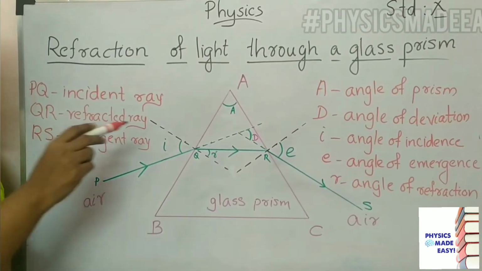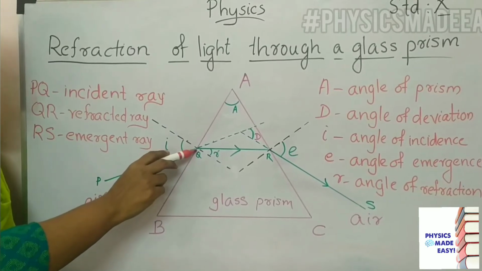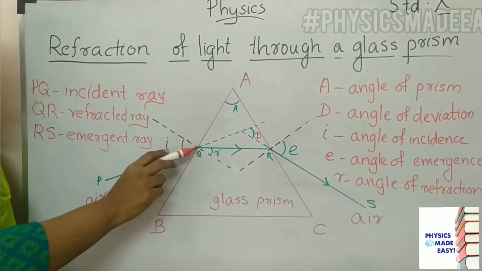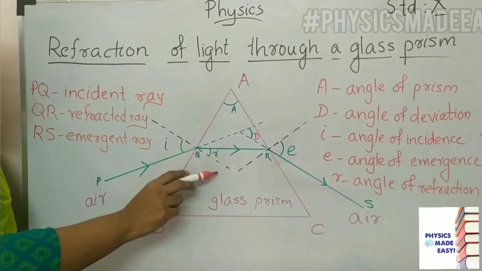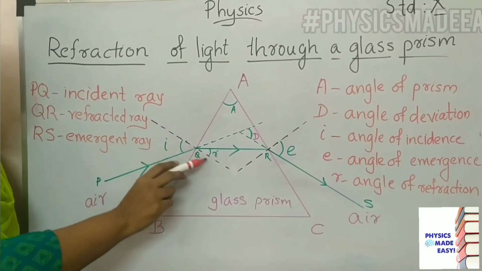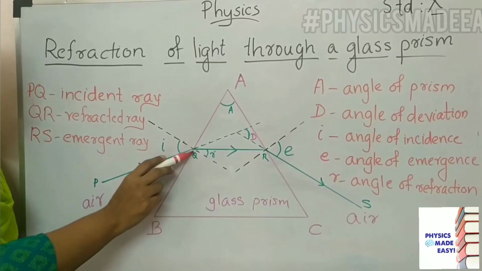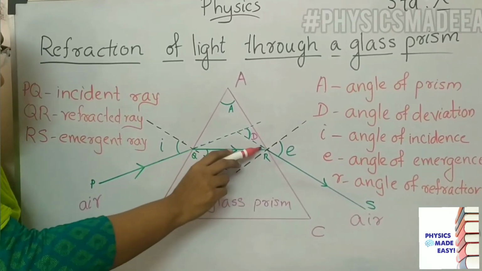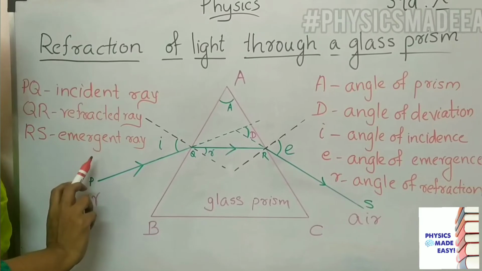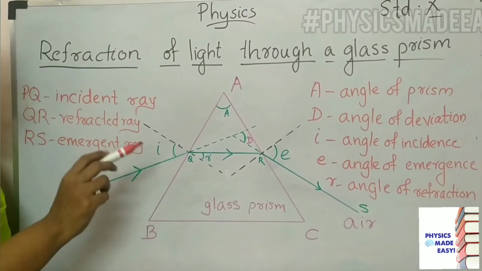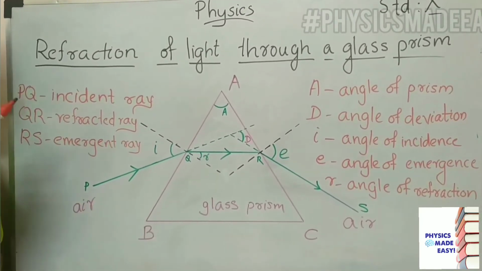Then what will happen to the ray of light at this point of incidence? The ray will bend towards the normal. Here you can see this is the normal at the point of incidence Q. So here this is the refracted ray. The ray is entering from air to glass, that's why the ray will bend towards the normal.